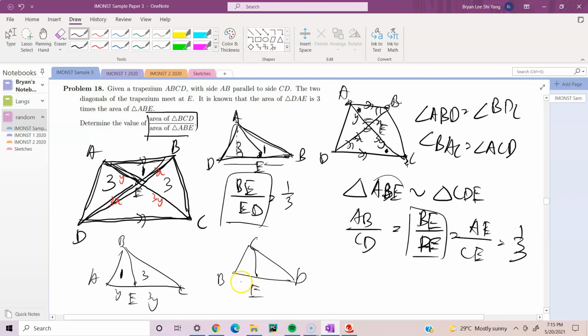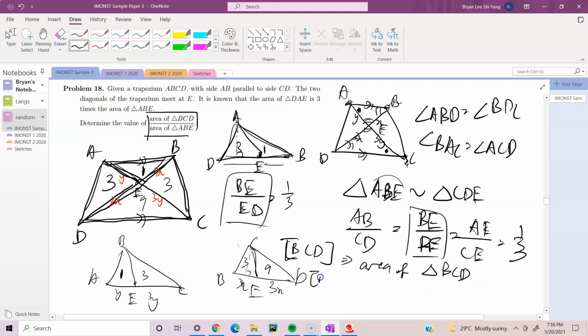Now, BE is x, and then DE is some 3x. So we know that the area of triangle BCE is 3. Since their heights are the same, the area of triangle DCE is 9, as we can see here. Now, I would like to introduce a notation to denote area, which is this. It's a square bracket. So if we use a bracket and then say something like BCD, this denotes the area of this polygon, or triangle BCD in this case.